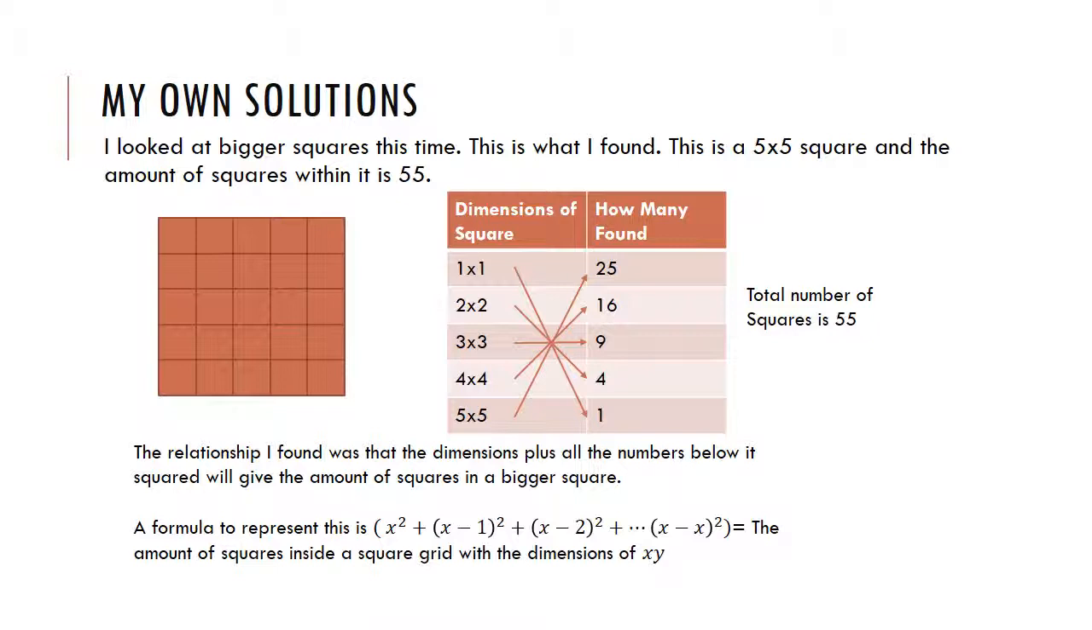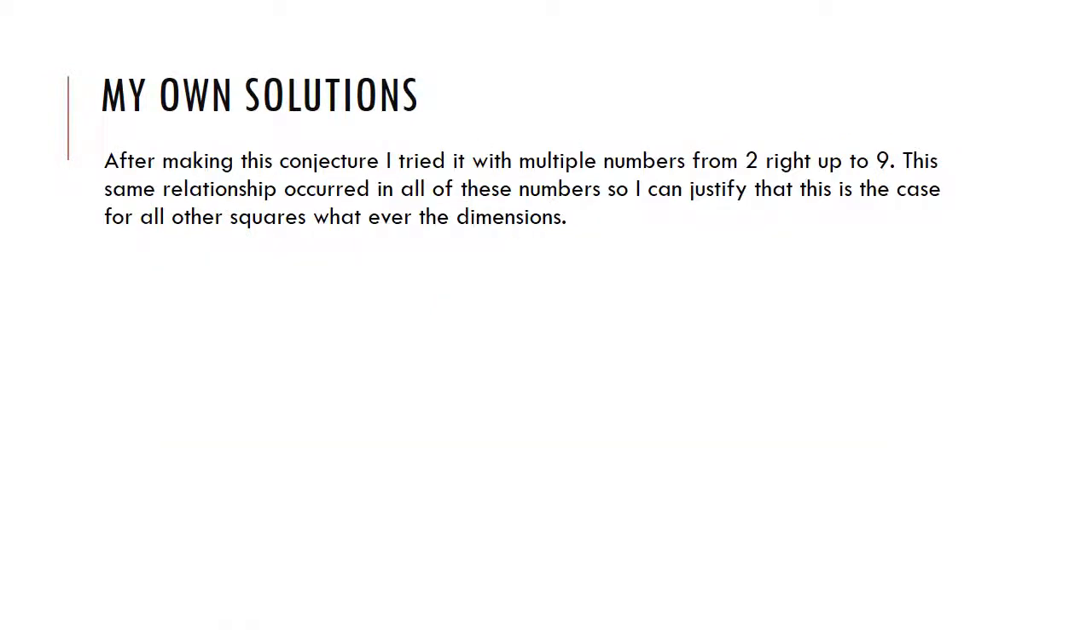A formula to represent this is x squared plus (x minus 1) squared plus (x minus 2) squared plus ... plus (x minus x) squared is equal to the amount of squares inside a square grid with the dimensions of x, y. After making this conjecture, I tried it with multiple numbers from 2 right up to 9. The same relationship occurred in all of these numbers, so I can justify that this is the case for all other squares, whatever the dimensions.